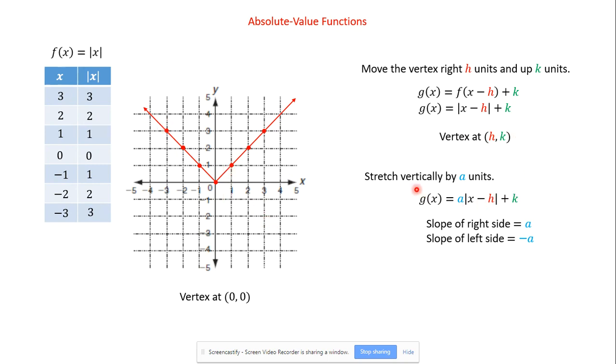And so now we only use vertical. We're not doing horizontal. Later on we'll see what happens horizontally and we change it to a vertical deal. And we also don't have reflections, because for a reflection we would just make a negative. If a was a negative 2, the slope on the right-hand side would be negative 2, and the slope on the left-hand side would be negative that, which would be positive 2. So if a is negative, that'll get us the reflection to make it an upside down V.